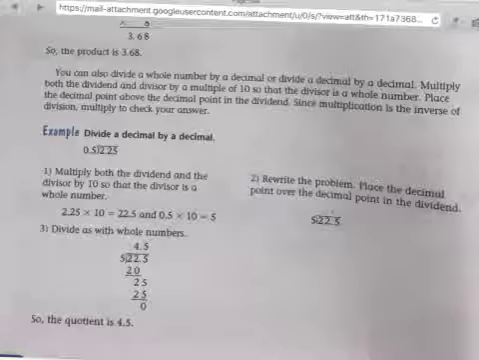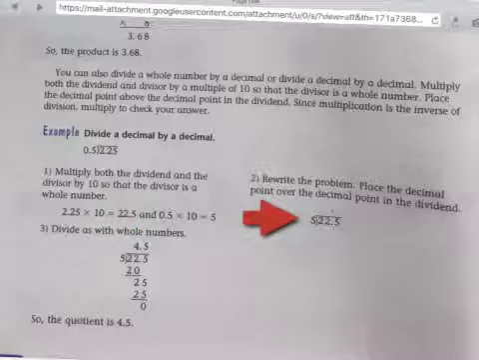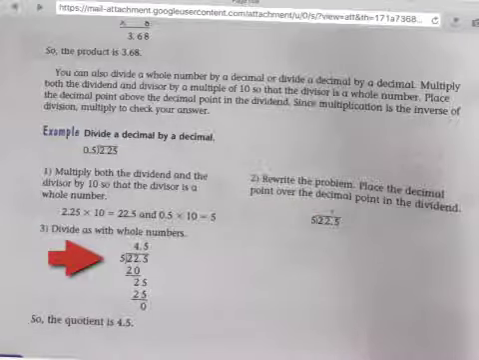So it's going to tell us, first off, what we're going to do is divide a decimal by a decimal. First off, it says multiply both the dividend and the divisor by 10 so that the divisor is a whole number. So we have 2.25 times 10 is going to give us 22.5, and 0.5 times 10 is going to give us 5. Then it says to rewrite the problem, place a decimal point over the decimal point in the dividend. So go ahead and see how it put that decimal point there. It's very important. And then it says just to divide as a whole number.